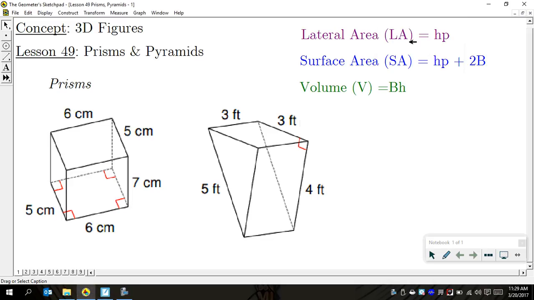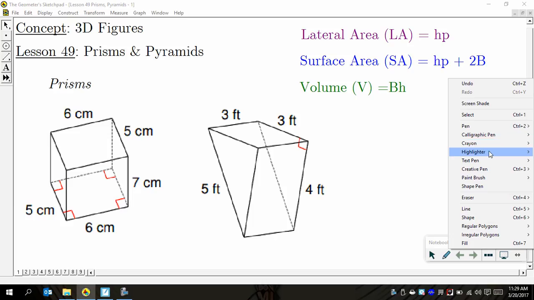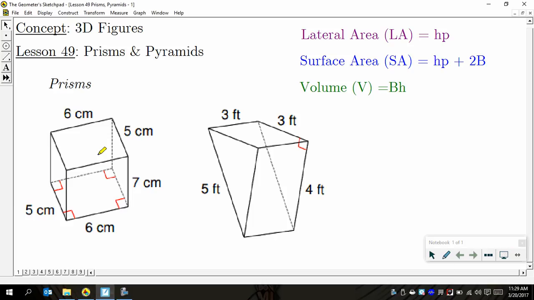Hey all, today we're going to talk about two more types of 3D figures, and we're going to talk about the same ideas: lateral area, surface area, and volume. And so we have two types of prisms that we'll talk about. We have rectangular prisms and we have triangular prisms.